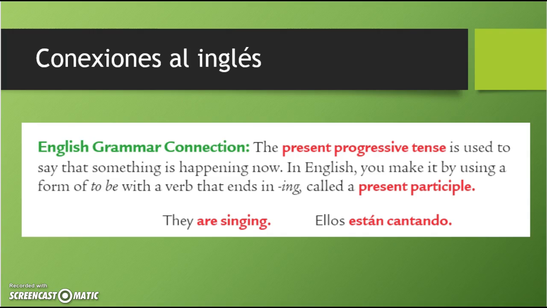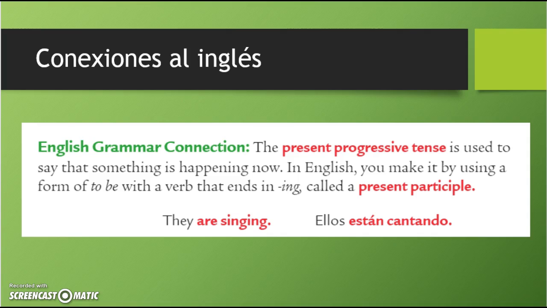In English, the way we form this is we use a form of a to-be verb, like am, is, are, was, were, etc. And we have a verb that is ending in ing. So that ing form is known as a present participle. For example, they are singing. En español, ellos están cantando. So notice I'm using the present tense of the verb estar, and cantar, my infinitive, since it's an AR verb, I now have the ending ando. So ando is the equivalent of ing for an AR verb.